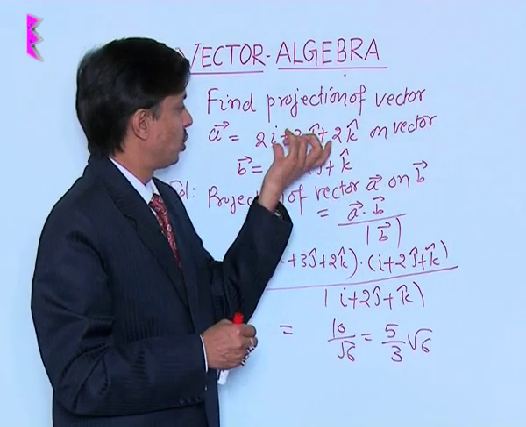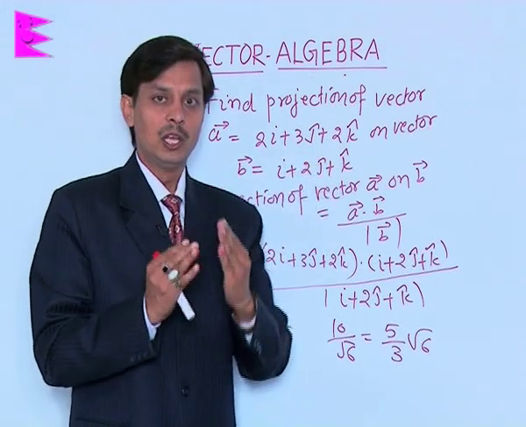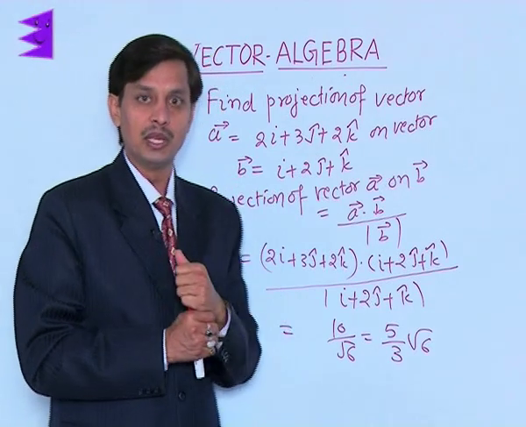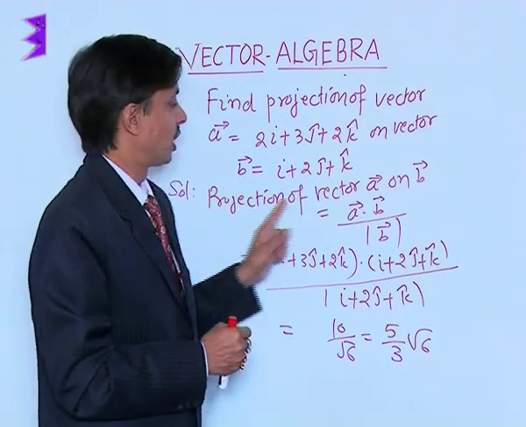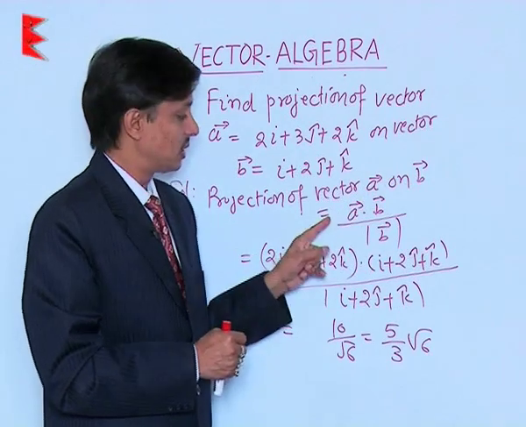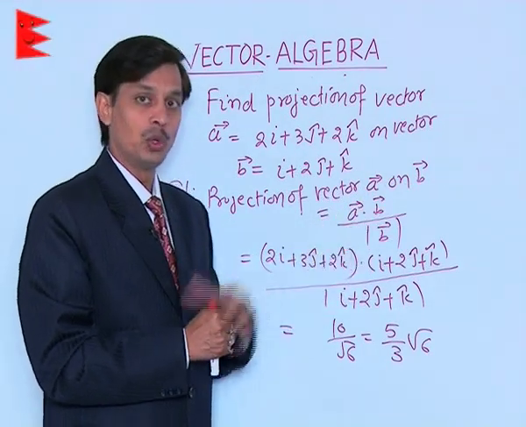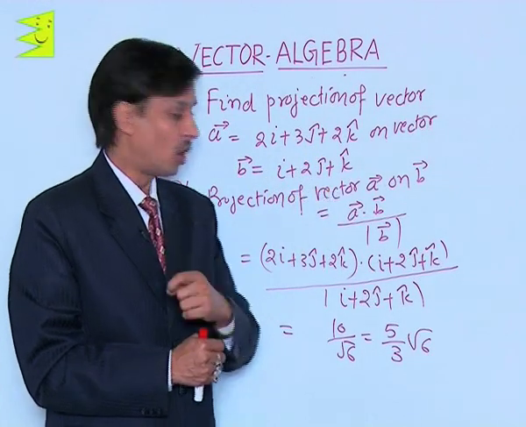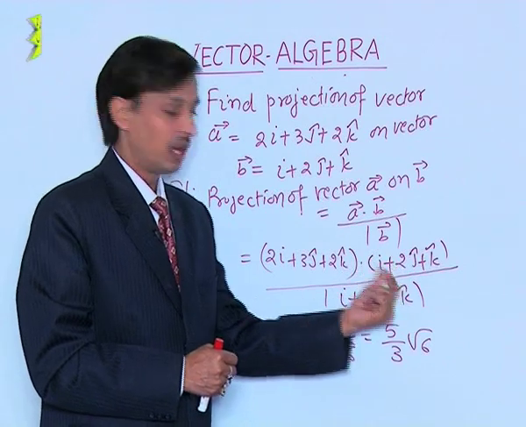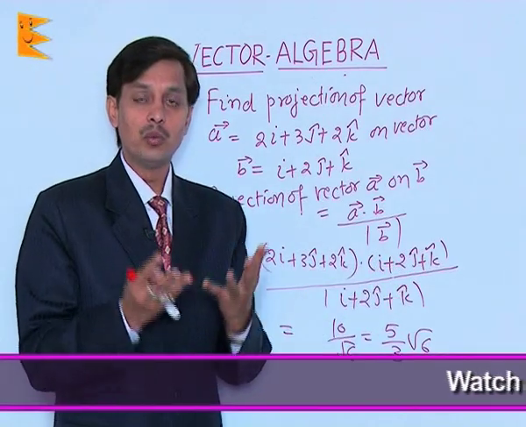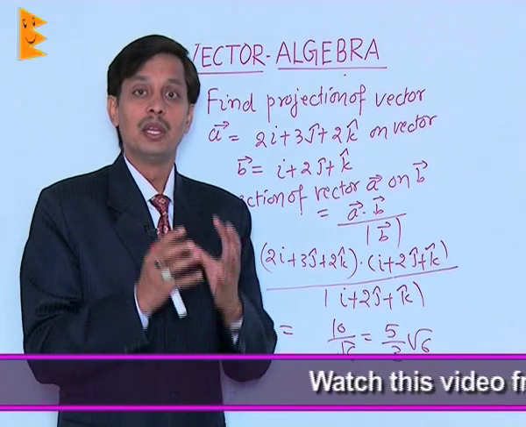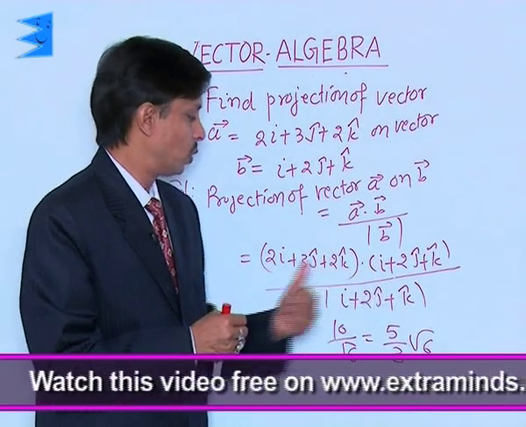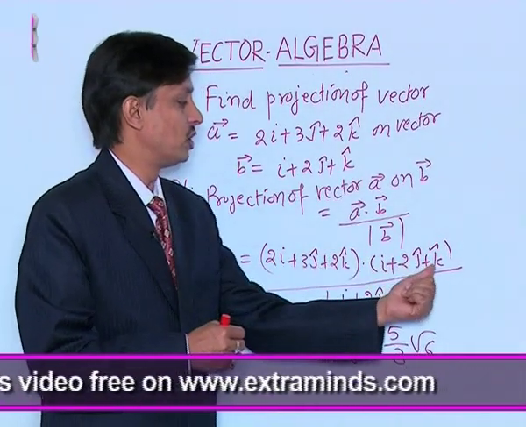So to calculate the projection of first on second, we will apply the formula, that is A dot B upon magnitude of B. We have vector A, we have vector B, and their dot product A dot B, whenever we are calculating the dot product, we are simply multiplying the coefficients of i, j, k respectively. 2 ones are 2, 3 twos are 6, 2 ones are 2.